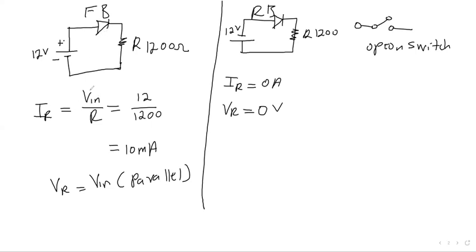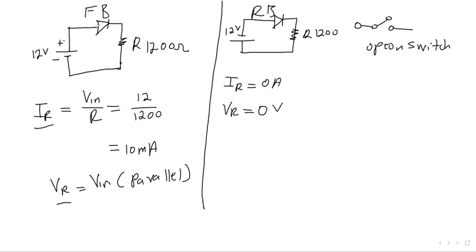Then from there, we were asked to calculate IR and VR. Let me explain. Since the diode is replaced with a closed switch, Vin will be parallel with our R. Since they are parallel, they share the same voltage. So what is the current through R? Vin divided by R, which is 12 over 1.2. Then the current is 10 milliamperes.